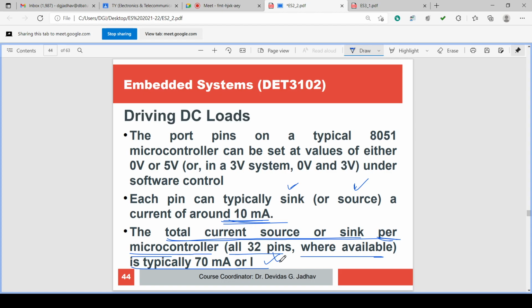And these specifications are to be maintained. They should not be crossed, to have safer operation of the circuit. Every circuit, every component is having operational values, so we should maintain those operational values. We should not cross the maximum limit, and if we cross it, it may damage the section or pin or maybe the total circuitry. So considering all 32 pins, typically 70 milliampere is the total microcontroller current. This is to be known.